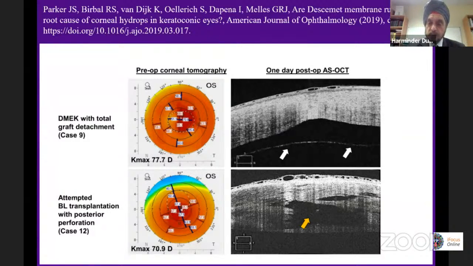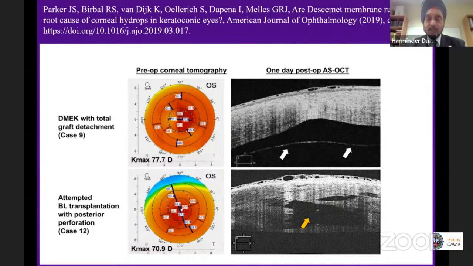So when they were doing Bowman's membrane transplant in keratoconus, and when they had Descemet membrane detachment and tear, they never got acute hydrops. But when they were doing Bowman membrane transplant and inadvertently perforated the stroma downwards, rupturing the pre-Descemet layer and Descemet membrane, they got hydrops all the time. So they said that this is due to a rip in the pre-Descemet layer and Descemet membrane, as we had said and published in 2 papers prior to this.